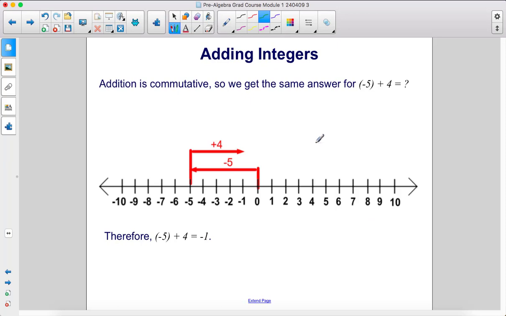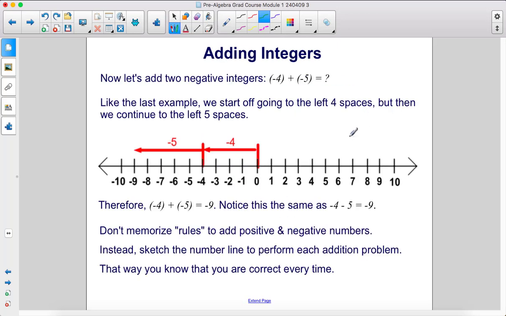Addition is commutative, so we get the same answer for negative 5 plus 4. Therefore, negative 5, so we start at 0, we move to the left 5, then we add 4, so we go to the right 4, we still end up at negative 1.